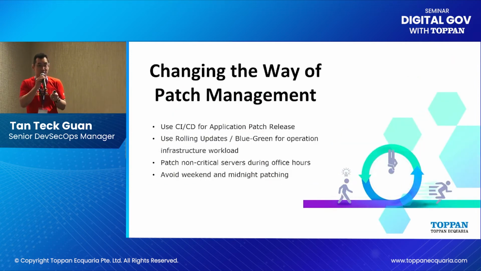Lastly, change the way of patch management. As I mentioned, you can use CI/CD for your application patch releases and updates. You can use rolling updates and blue-green deployment for your operation infrastructure workload, like what I mentioned earlier on. In every system, there's bound to be some non-critical servers, like your console server, your repo server, your WSAS server. All these are non-critical servers. Actually, this can be done during office hours, and you don't need to go at 12 midnight to bring down these servers, because even if these servers are brought down, there's no impact to your operations. Mainly we also want to avoid weekend and midnight patching, and we don't want to disturb our end users to come in the middle of the night to do patching and testing.